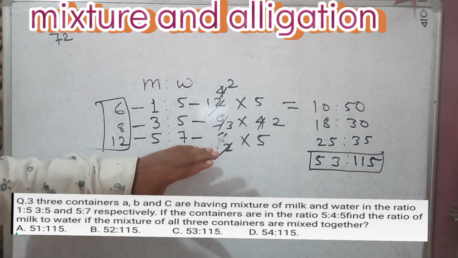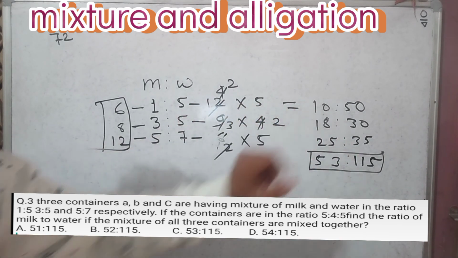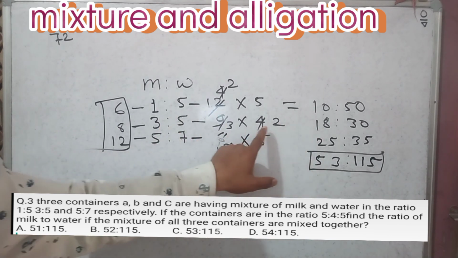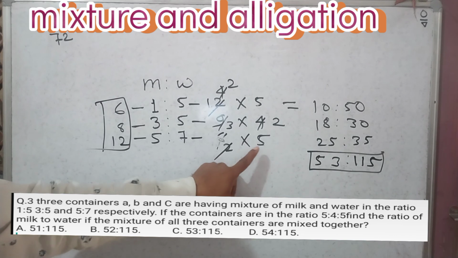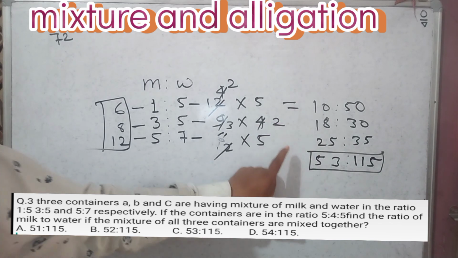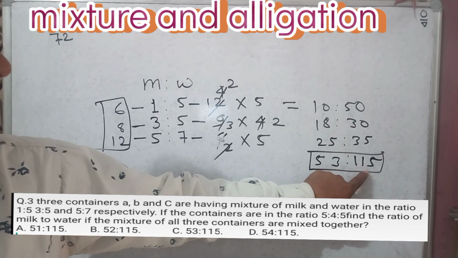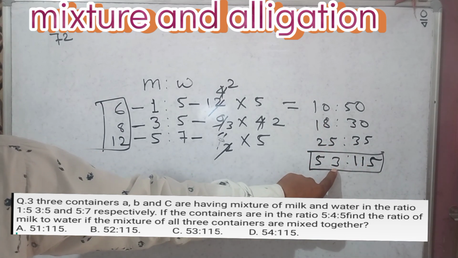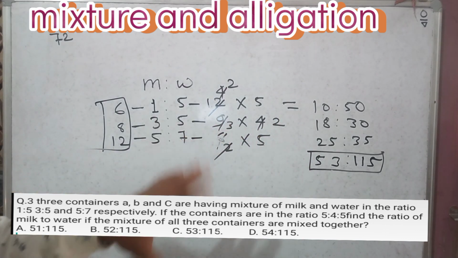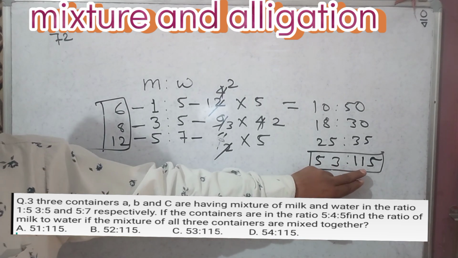So after calculation, 5 2s are 10, 10 1s are 10, 10 5s are 50. Second container, 3 into 2 is 6, 6 3s are 18 and 6 5s are 30. Now 5 5s are 25 and 5 7s are 35. Now add them. So 5, 3 and 8, 8 and 3 is 11. So 1 1 1. 8 plus 5 is 13. 1 is remaining. 1 and 1 is 2, 2 and 2 is 4. 2 plus 2 is 4, and 1 5. So our answer is 53 is to 115.